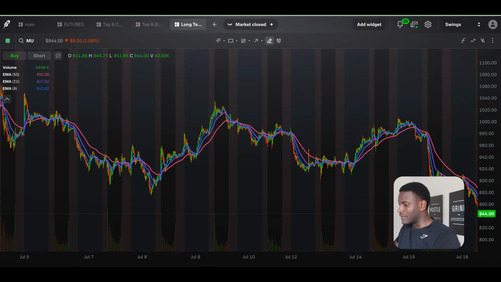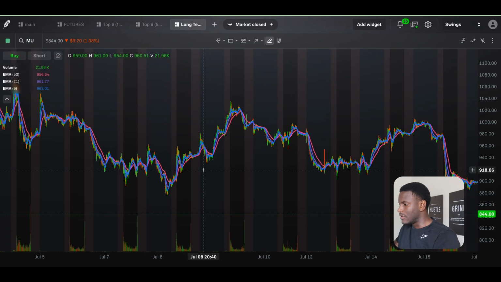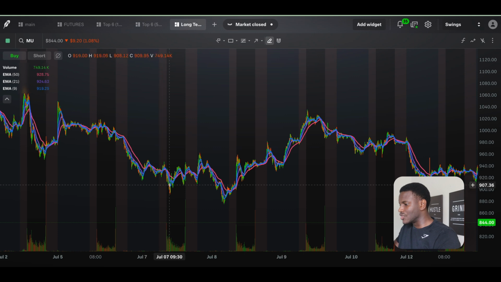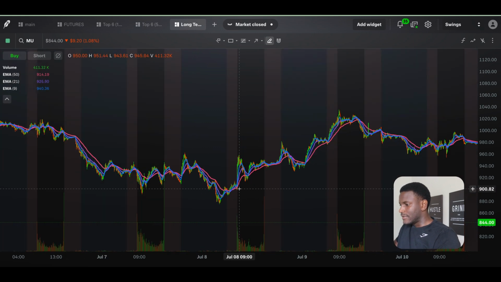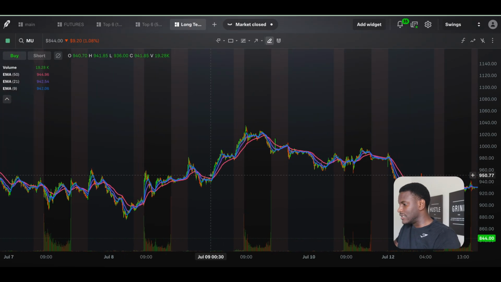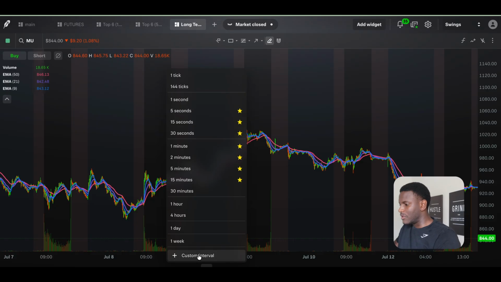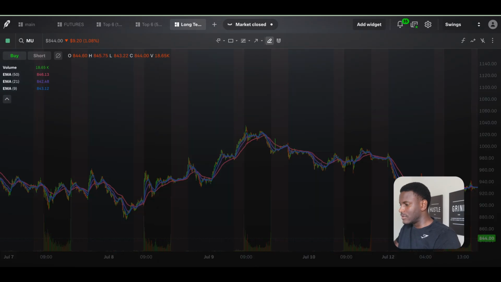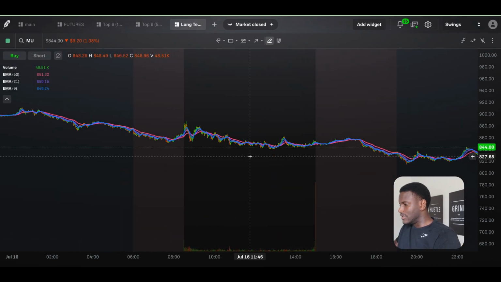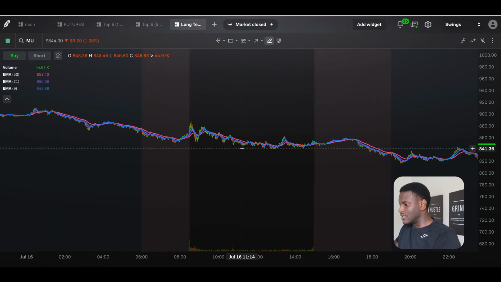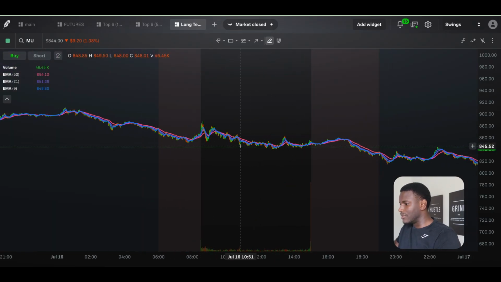right? If you go down to the 5-minute time frame, you're going to see the exact same thing, right? Price is just chopping around. Just a lot of consolidation across your EMAs. And if I go back down to the 1-minute time frame, you can see the exact same thing happening where price is just chopping around, right?